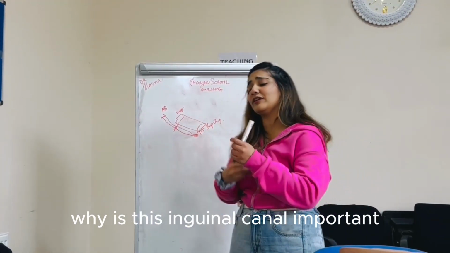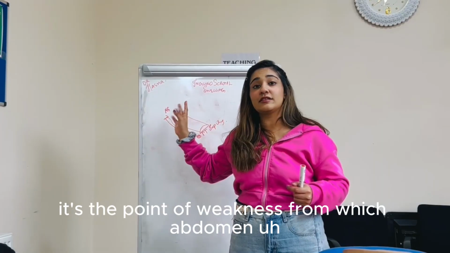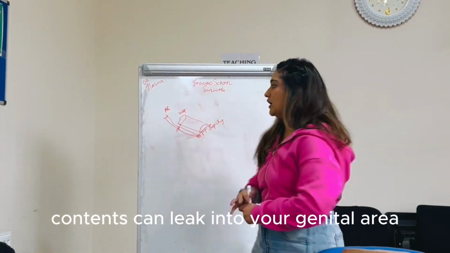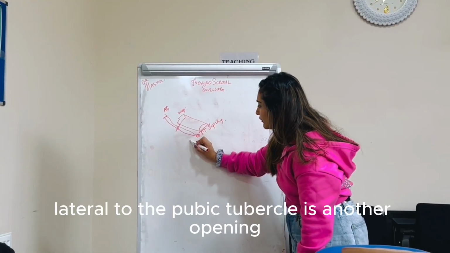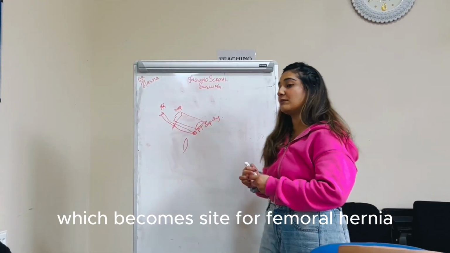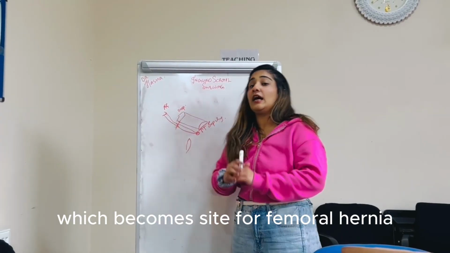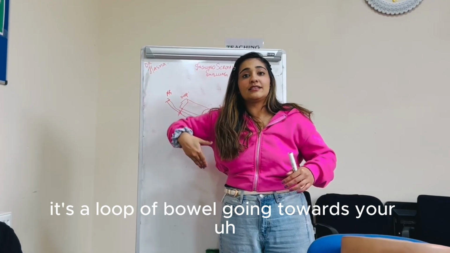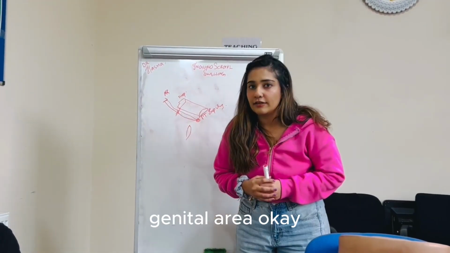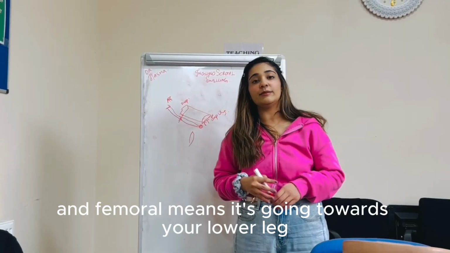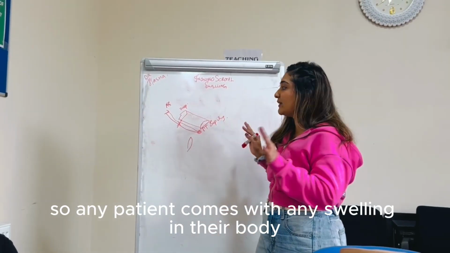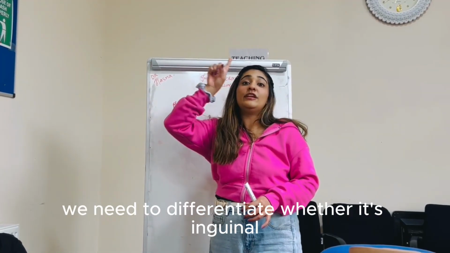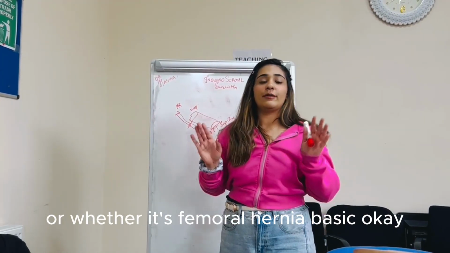Why is the inguinal canal important? It's the point of weakness from which abdominal contents can leak into your genital area, where all the hernias occur. The next important thing: just below and lateral to the pubic tubercle is another opening, which becomes the site for a femoral hernia. So you should know the difference between inguinal and femoral. Inguinal means a loop of bowel going towards your genital area, and femoral means it's going towards your lower limb. When a patient comes with any swelling in the groin area, we need to differentiate whether it's an inguinal or a femoral hernia.